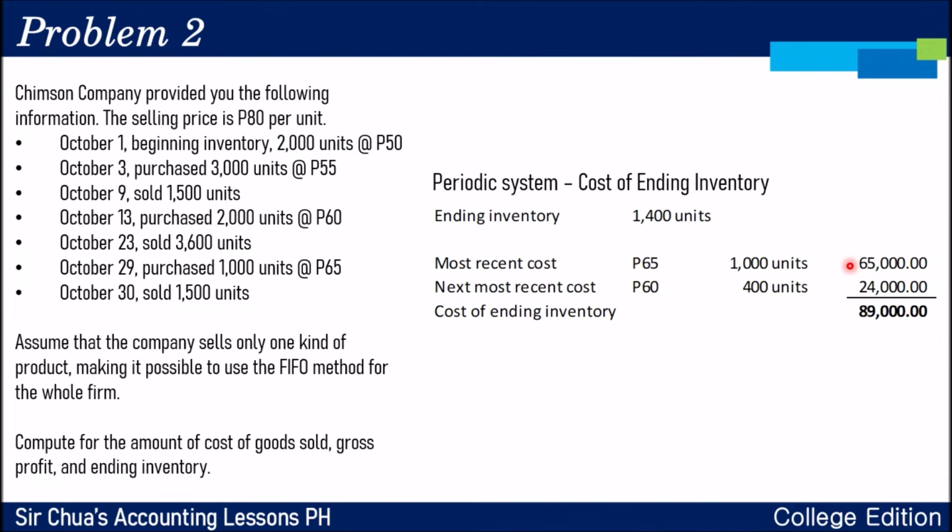Then, I still need 400 units more. I go to the next most recent cost, which is 60 pesos. Okay? That is for my remaining 400 units, 24,000. You will get the same amount of ending inventory, 89,000. Now, whether periodic system or perpetual system, first in, first out should give the same results. Okay, I hope you understand our first in, first out method.